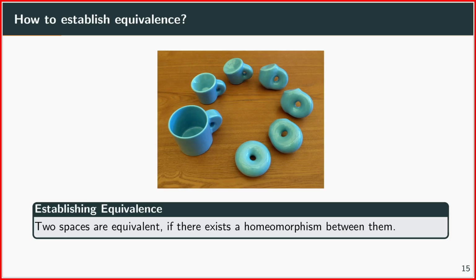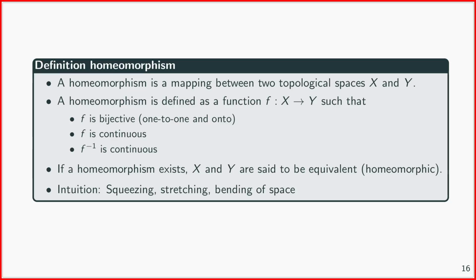And to say if two spaces are equivalent, the correct way to do that is actually to use this mathematical definition of a homeomorphism. Basically, we say in topology that two spaces are equivalent if there exists a homeomorphism between them. And so, of course, the question is, what is actually a homeomorphism? So let me give you a small definition. We will also go into some examples shortly.